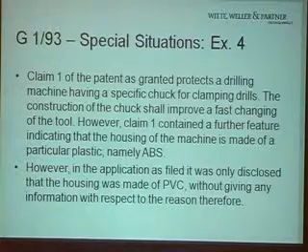But for this additional feature, that the housing is made of ABS, no support can be found. In the application as filed, it's only disclosed that the housing was made of PVC, without giving any information with respect to the reason therefor. So it's not discussed why the housing should be made of any particular plastic.